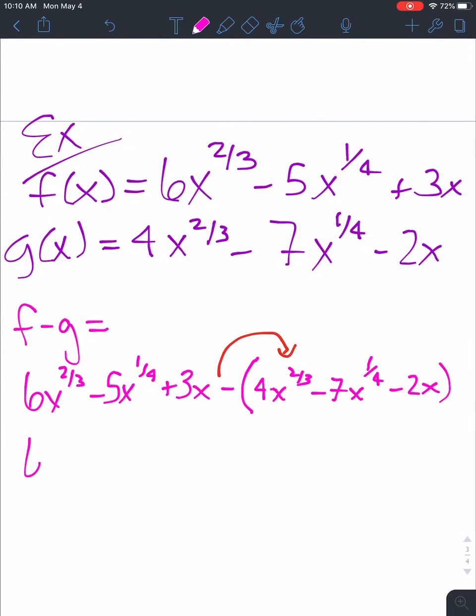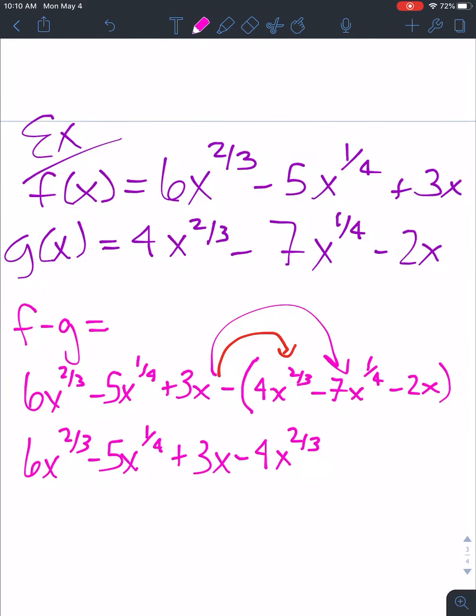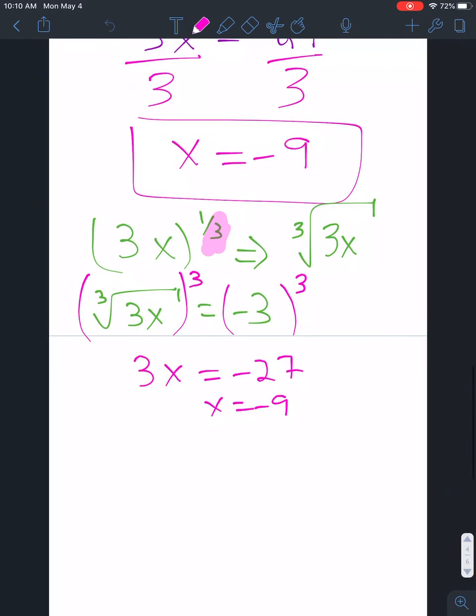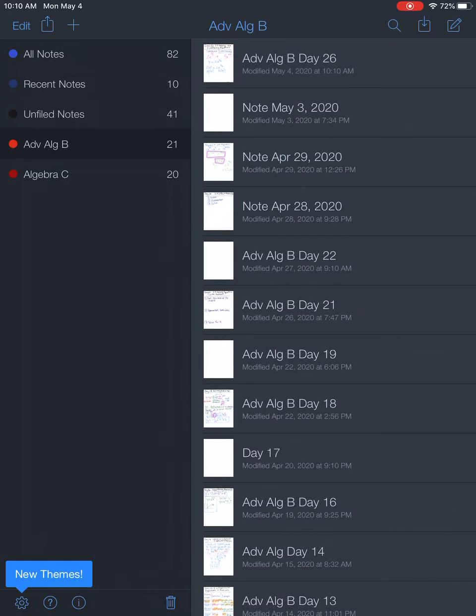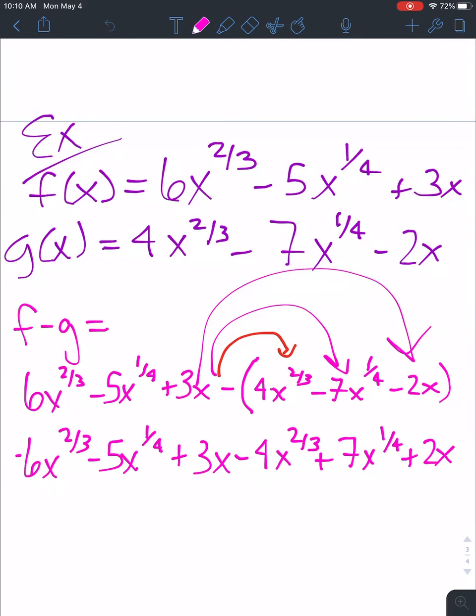So, distributing in our negative, my 6x to the 2/3, everything up front, doesn't change. So I have 6x to the 2/3 minus 5x to the 1/4 plus 3x. And I have minus 4x to the 2/3. A negative times a negative gets me plus 7x to the 1/4. And a negative times a negative again gets me plus 2x. So that's what f minus g equals.